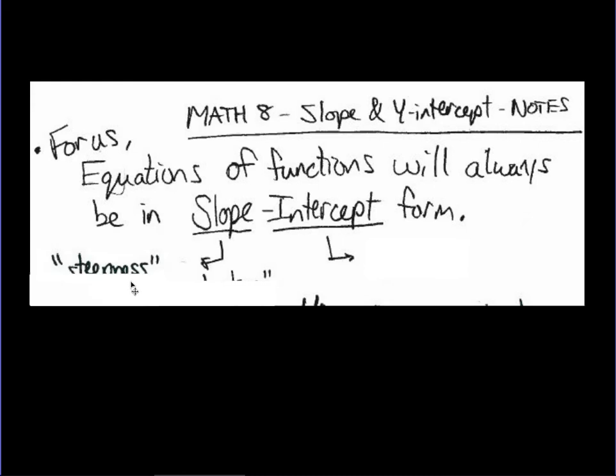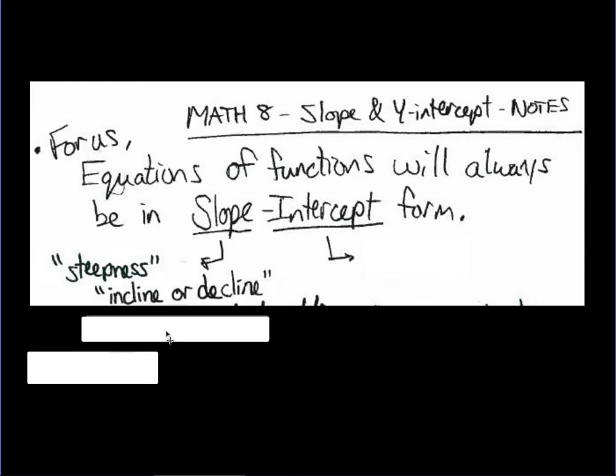Your slope is just going to be the steepness of a function, meaning the incline or decline. Again, you can think of when you're hitting the slopes and the alpines, going up or going down, hopefully going down, but at some point you have to go up as well.